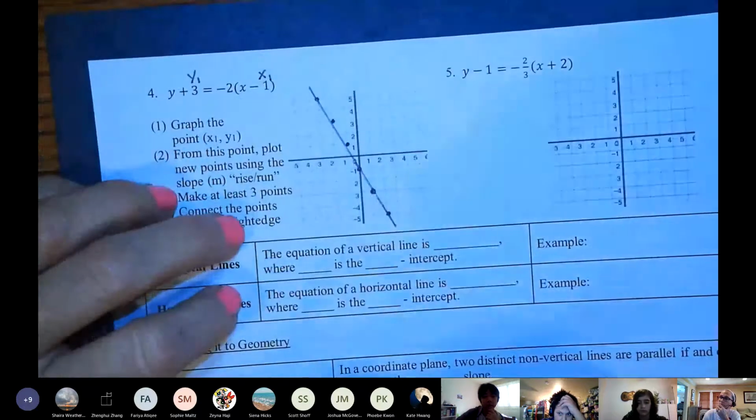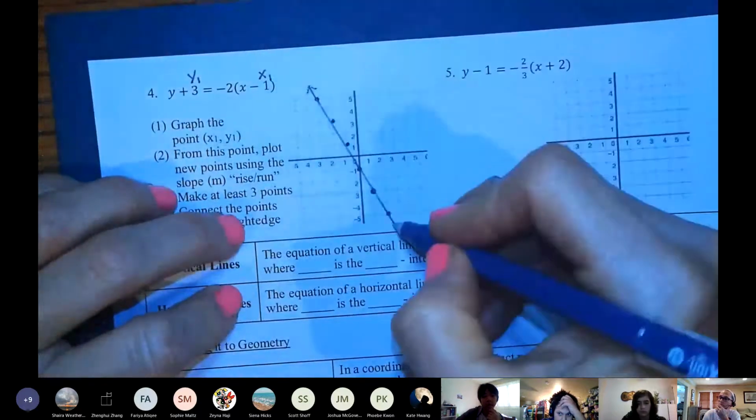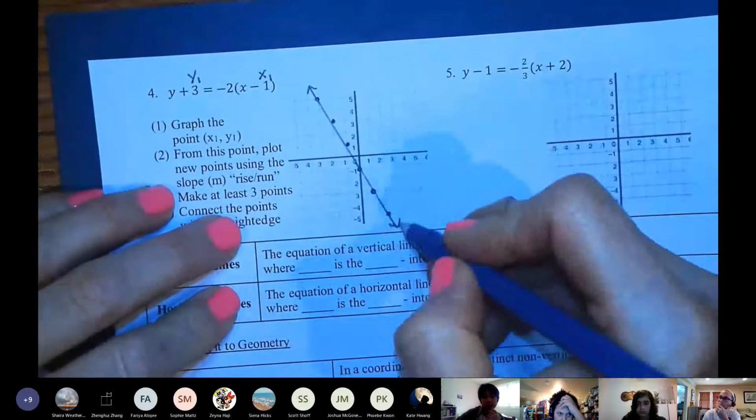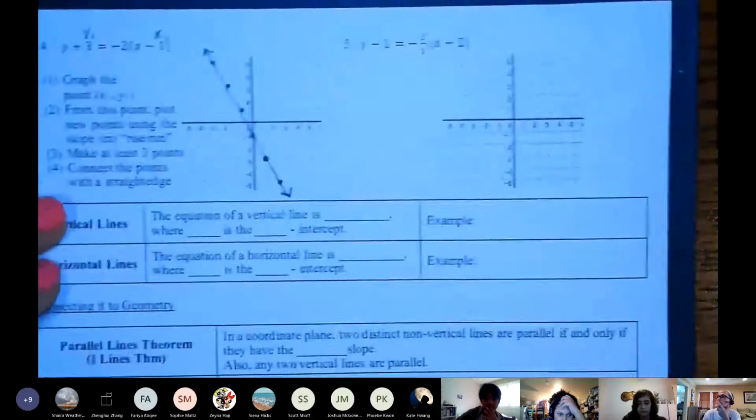If you can do excellent work, I expect you to. So some of you may want to just eyeball it and not use the straight edge. Don't do that.